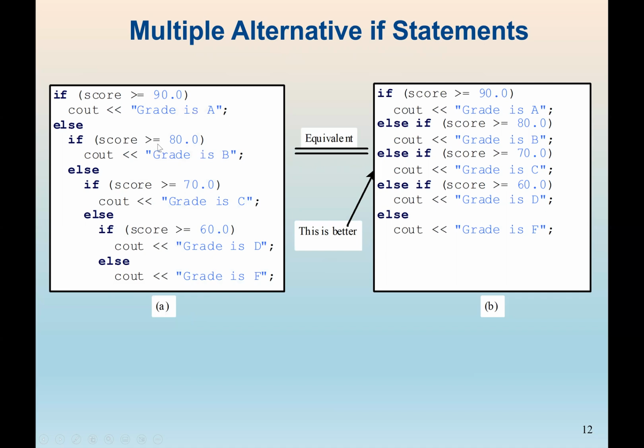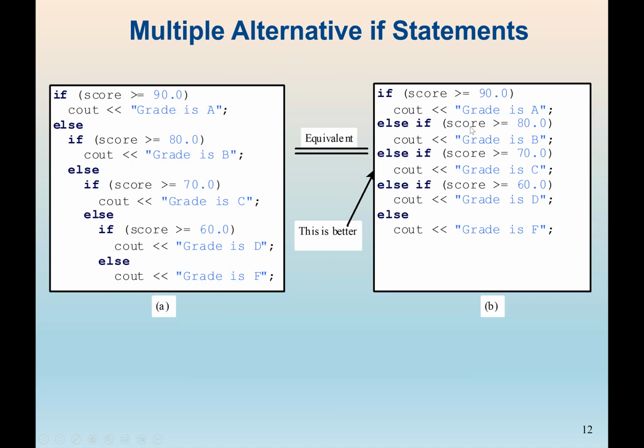Is 91 greater than 80? Yes, so grade B will be printed. Is 91 greater than or equal to 70? So this means if I enter 90 or 91, grades A, B, C, D, everything will be printed because we have separate conditions. So that's why the best way is to use if, else if.